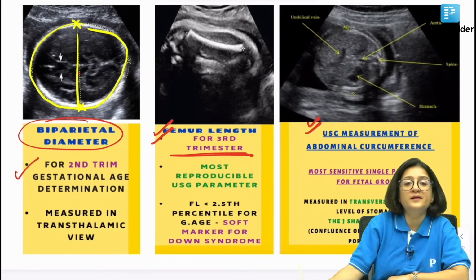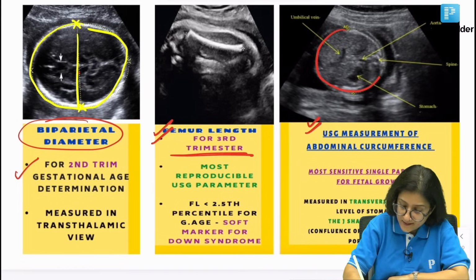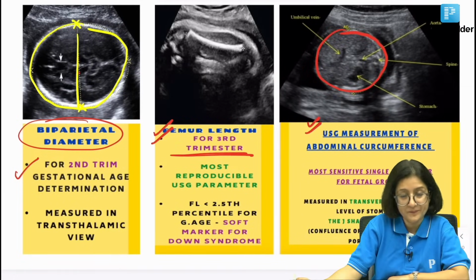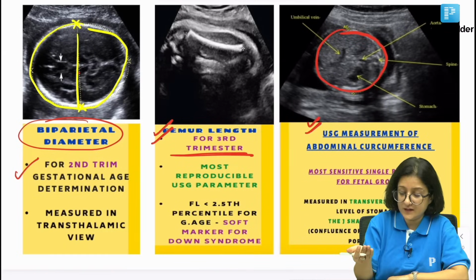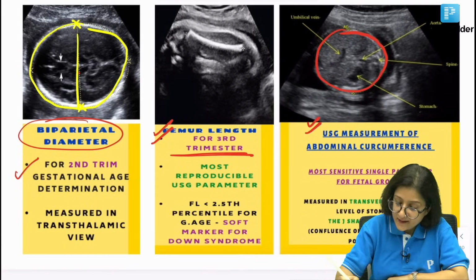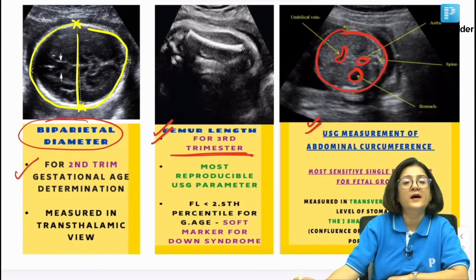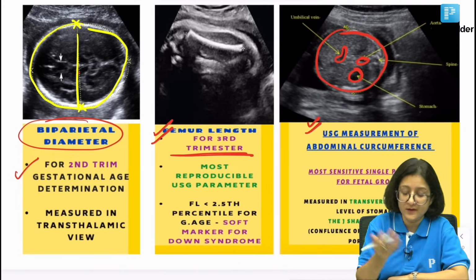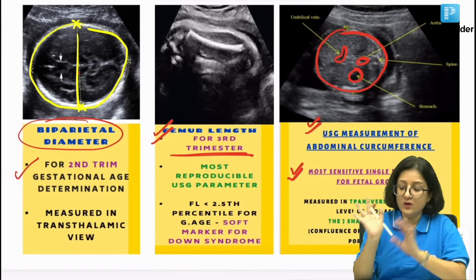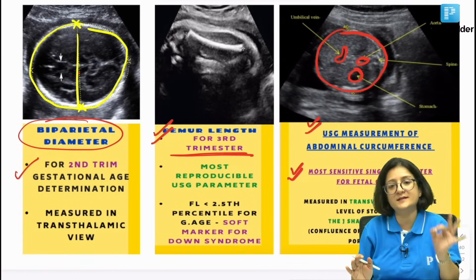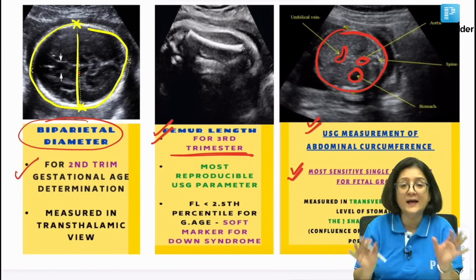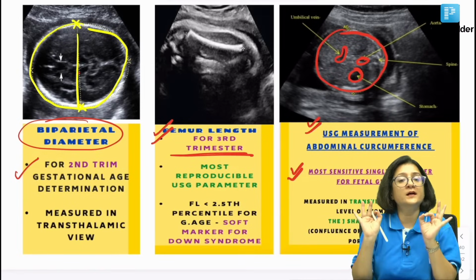And abdominal circumference. See, this is the abdominal circumference that is being measured. Abdominal circumference is measured in the transverse plane. You can see here there is the stomach bubble, there is the umbilical vein also, there is aorta also. In that plane we measure the abdominal circumference, and it is the most sensitive parameter for fetal growth. When you say single most sensitive parameter for fetal growth, it is abdominal circumference.